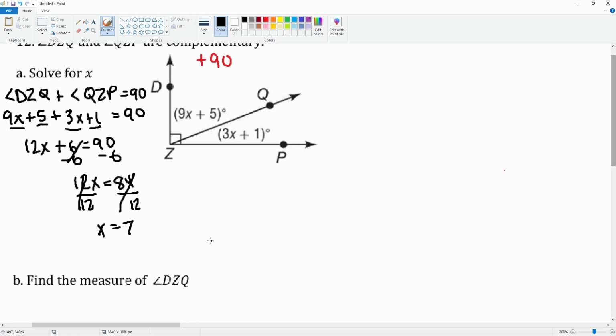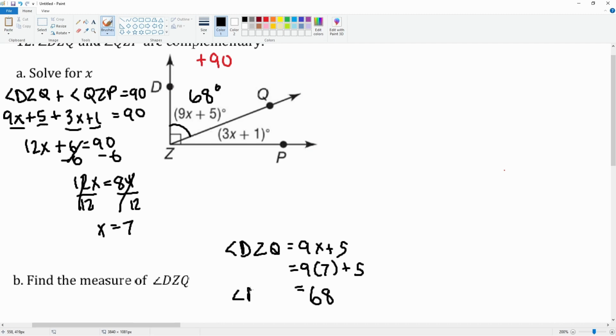Notice now they want to find the measurement of angle DZQ. That's going to be equal to 9x plus 5. Okay, plug in the x, which is 7, plus 5. 9 times 7 is 63, plus 5, that is 68. So we can say that this angle DZQ right here is 68 degrees. All right, there you go.